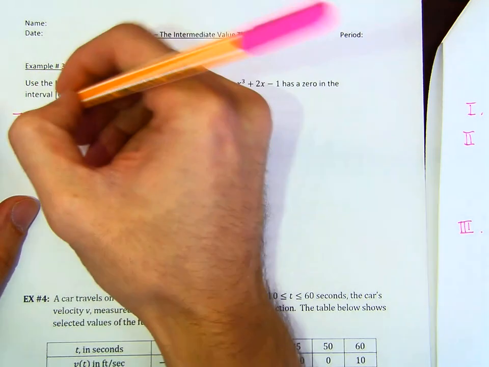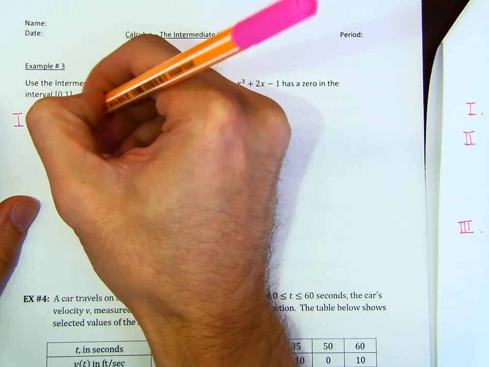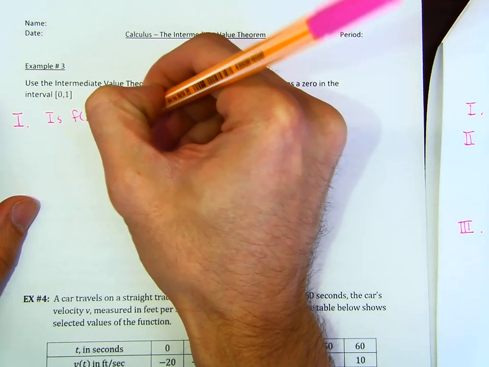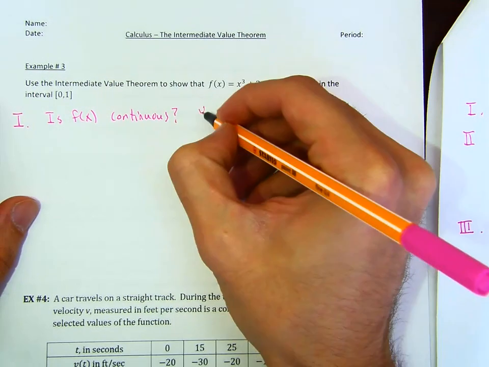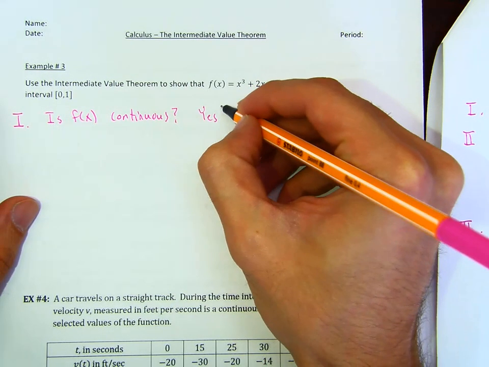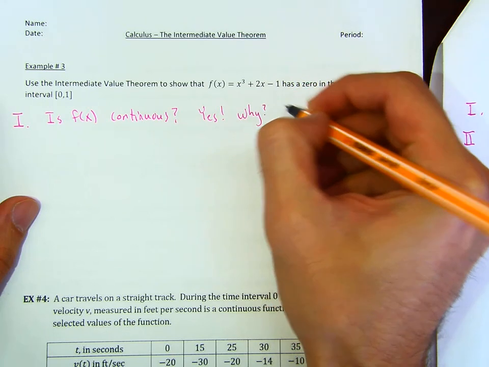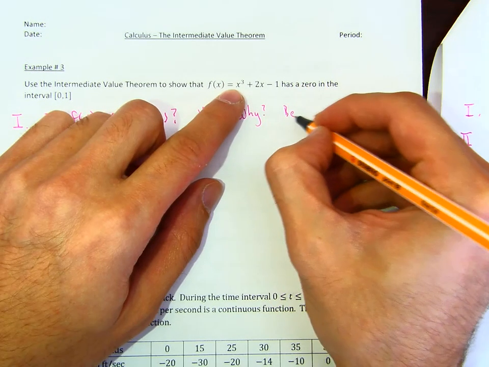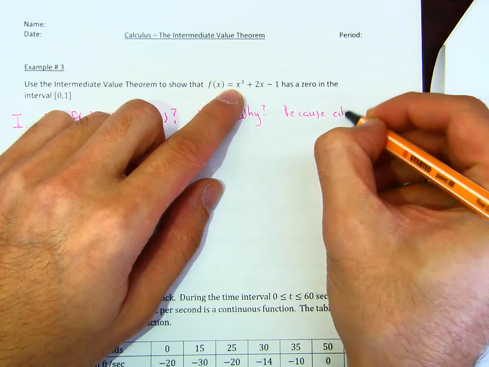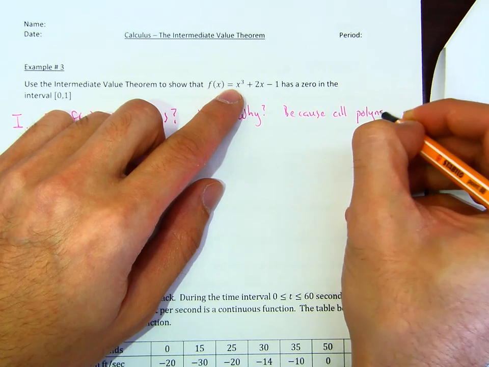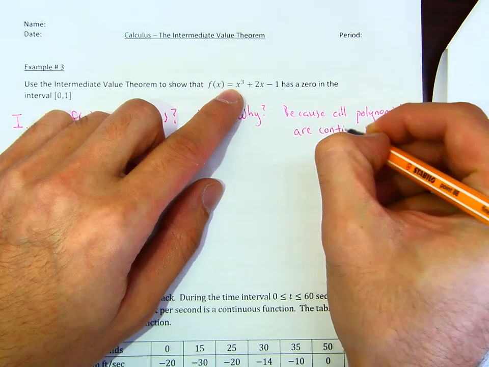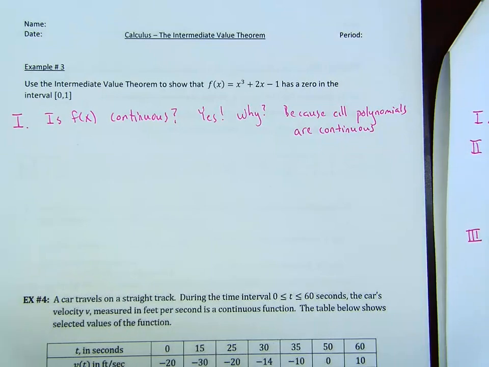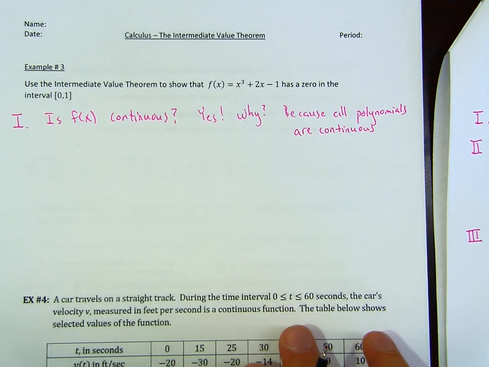Condition 1, is f of x continuous? That's what you always have to ask yourself. And the answer is yes. Why? Because all polynomials are continuous. Okay, let's look at the next one.